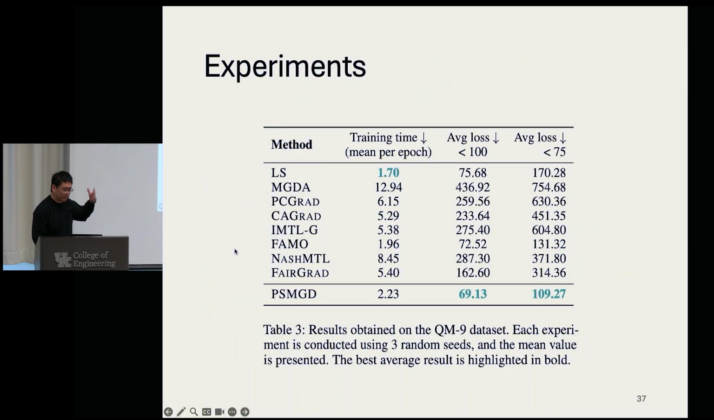We also have some numerical experiments. You can see the running time is not as fast as linear scalarization, but we have much better accuracy, because we calculate the best descent direction in certain periods.